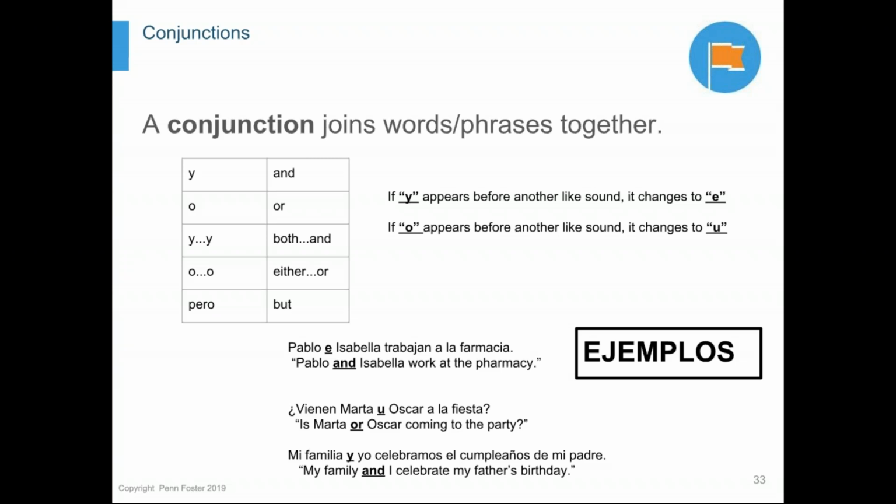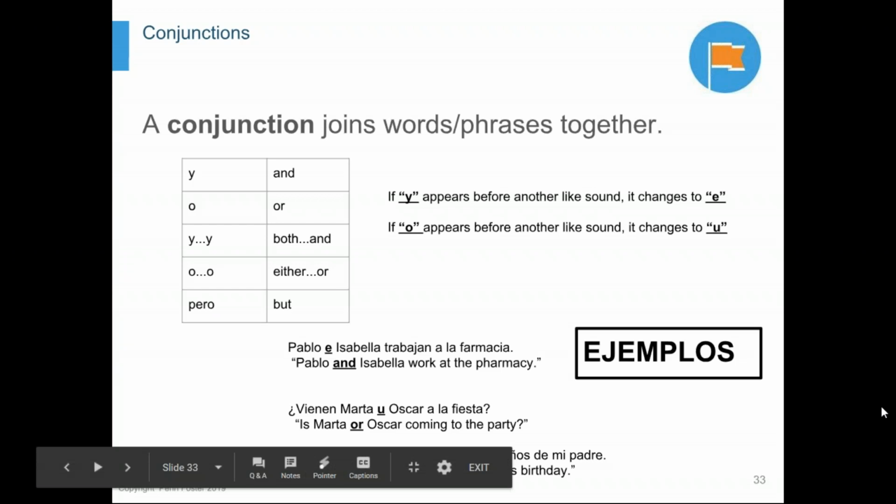A lot of exceptions in every language, right? Not that many in Spanish, and especially in comparison to the English language, which has a wide variety of irregularities and exceptions.